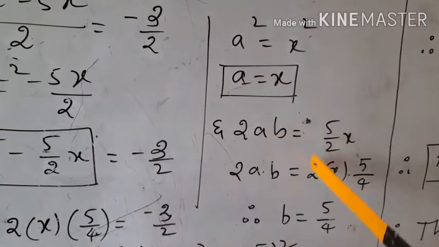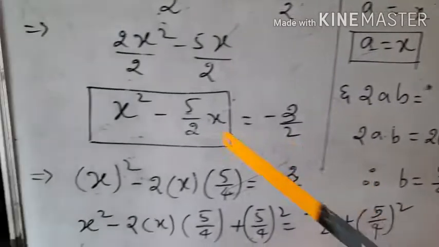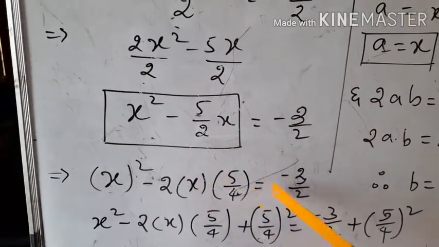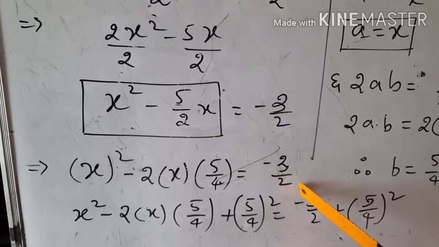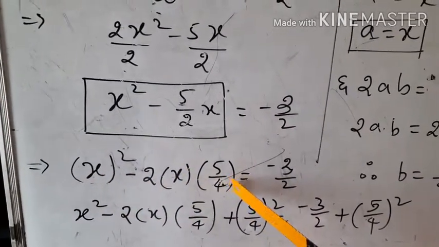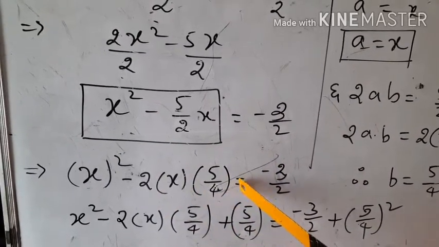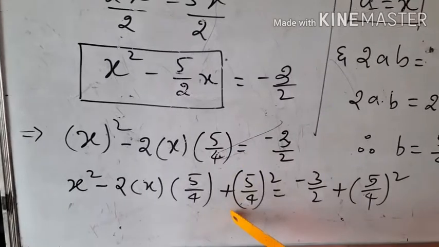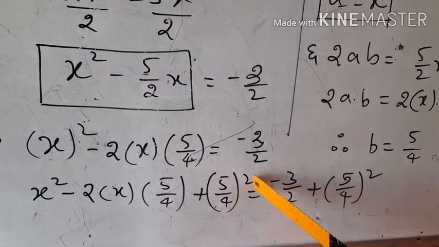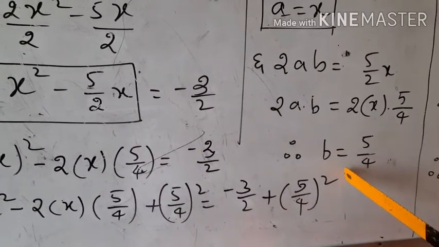because we have learned that 5 by 2x means it is 2 into x into 5 by 4. Thus 5 by 2x is 2 into x into 5 by 4 is equal to minus 3 by 2, right? Now it is a square minus 2ab form. If we add plus b square, then it becomes a perfect square. That is why to make it a perfect square, I add 5 by 4 the whole square this side. And I also add 5 by 4 the whole square this side.